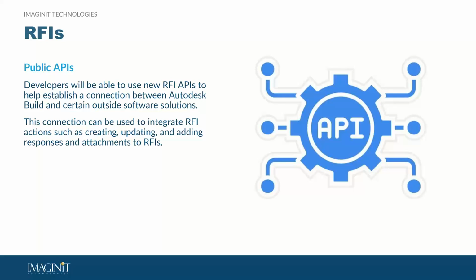But again, this update is going to take RFIs from being a standalone feature to being part of a fully connected project ecosystem. Through leveraging the public APIs, you can now streamline data flow, eliminate redundant entry, and give your teams and your leadership a clearer, faster view of all of your RFI activity.